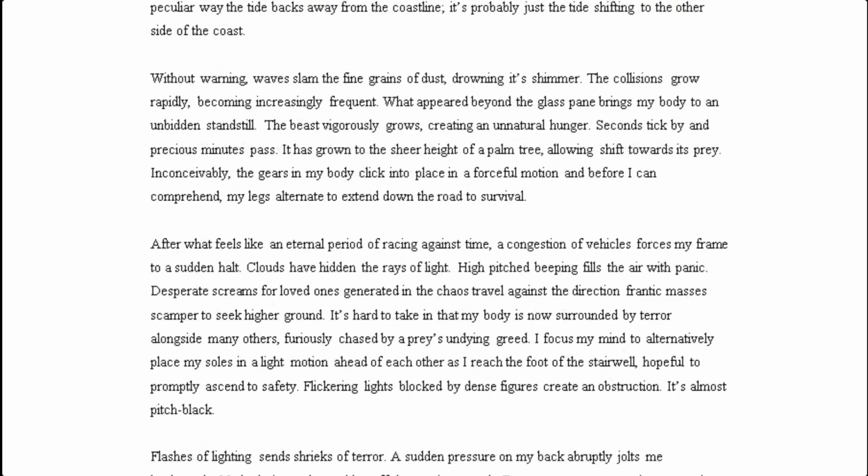Without warning, waves slam the fine grains of dust, drowning its shimmer. The collisions grow rapidly, becoming increasingly frequent. What appeared beyond the glass pane brings my body to an unbidden standstill. The beast vigorously grows, creating an unnatural hunger. Seconds tick by and precious minutes pass. It has grown to the sheer height of a palm tree, allowing shift towards its prey. Inconceivably, the gears in my body click into place in a forceful motion, and before I can comprehend, my legs alternate to extend down the road to survival.